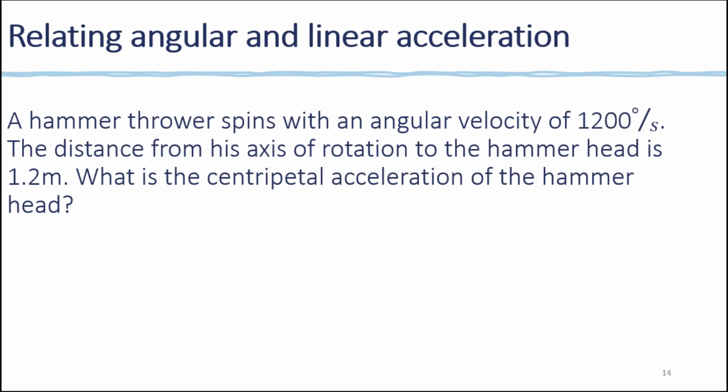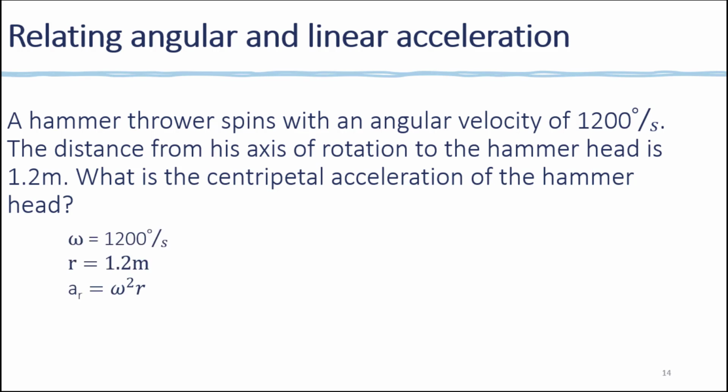So let's just end with a calculation to make sure that we understand. A hammer thrower spins with an angular velocity of 1200 degrees per second. The distance from his axis of rotation to the hammerhead is 1.2 meters. What is the centripetal acceleration of the hammerhead? So again, please pause the video now and try to solve this one yourself.